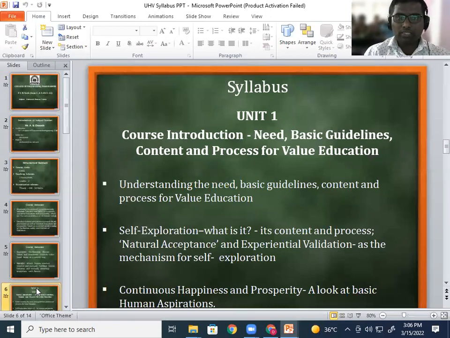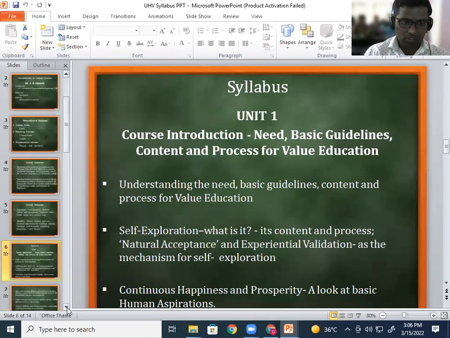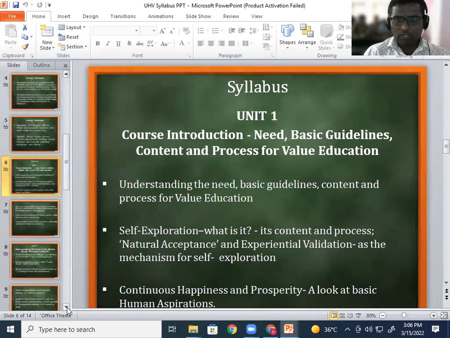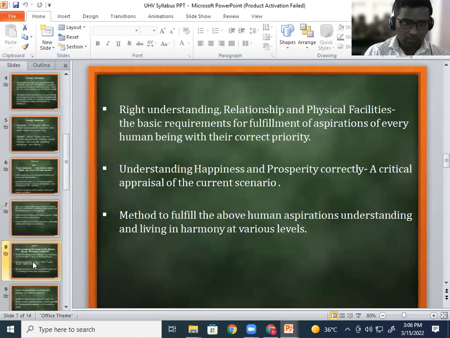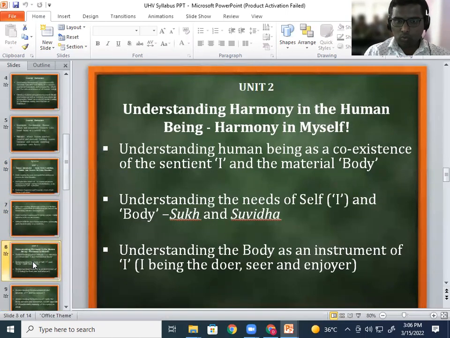Unit 1 is the basic guideline, the course introduction, where we learn about the self and the body: what self-exploration means, what natural acceptance means, and the need for value education. Those are the things we discuss in unit 1. It means unit 1 is related to the self and body. Is it okay? Then unit 2 is understanding harmony in the human being, in myself.